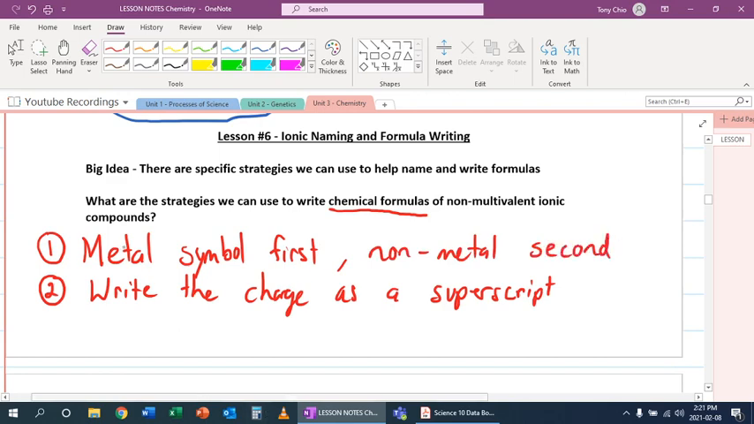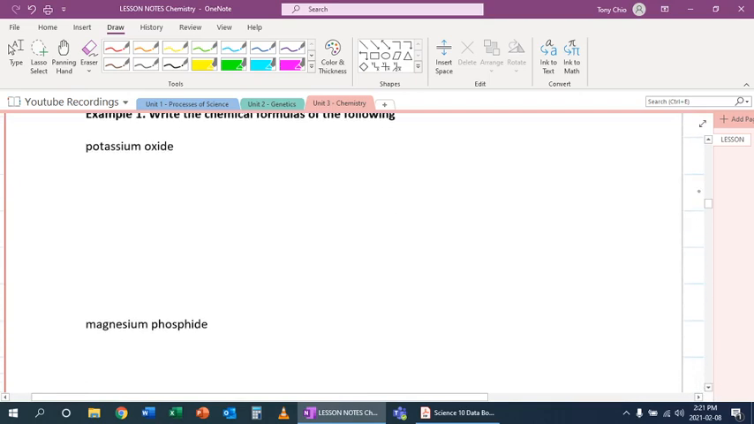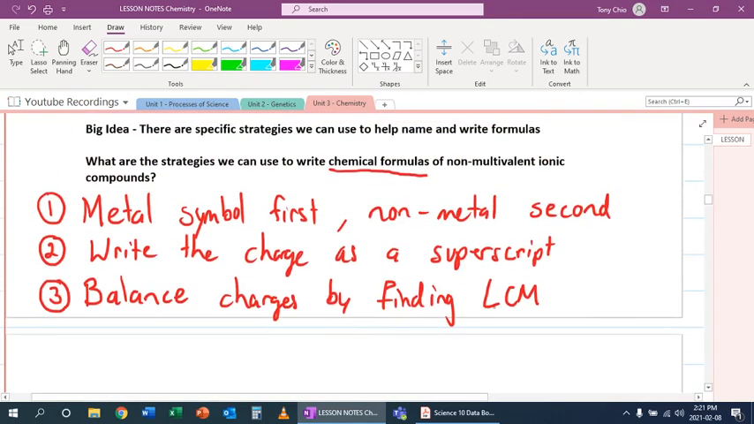Then what do we do? Well, we know that compounds are neutral. And because they are neutral, we now have to find a way to balance their charges. So we balance charges by finding the LCM. And that is a very important step. We have to use the LCM now. LCM stands for lowest common multiple. AKA, we look at the multiples of each of them and try to find the lowest one.